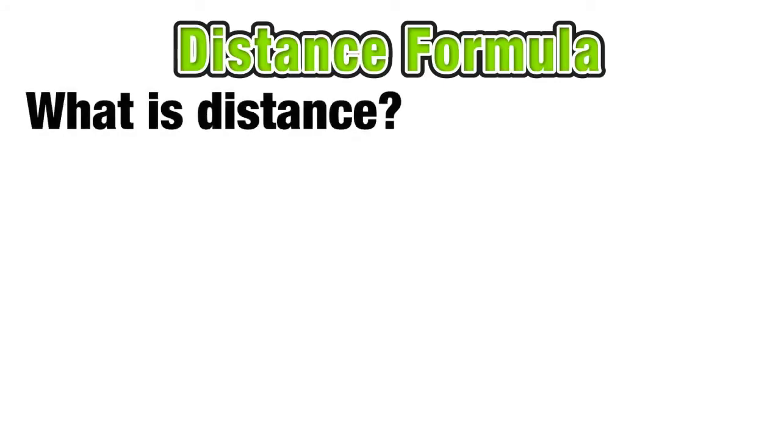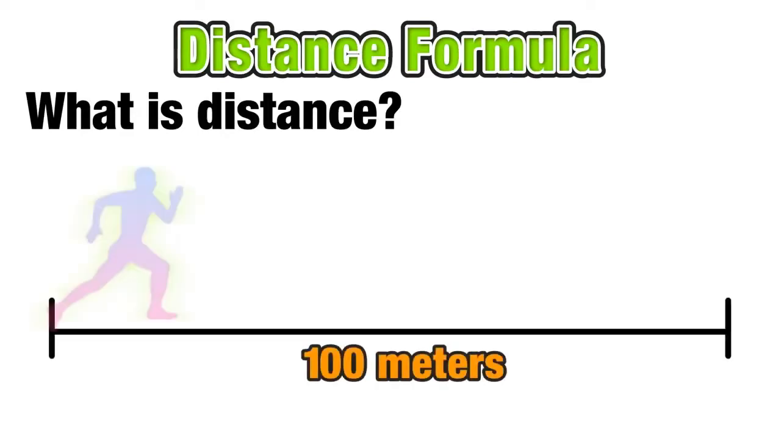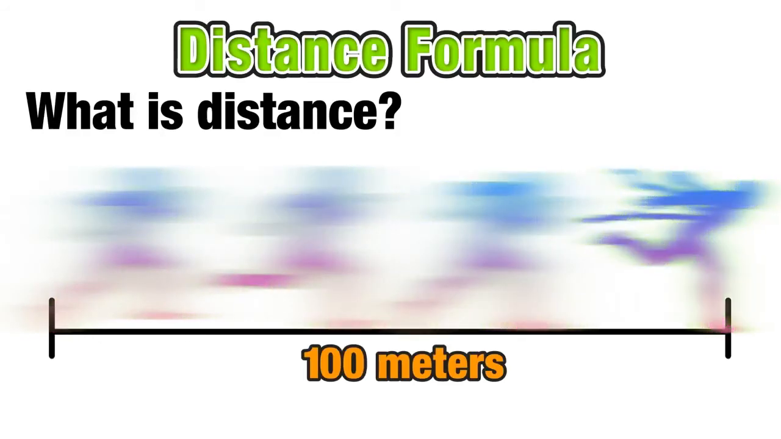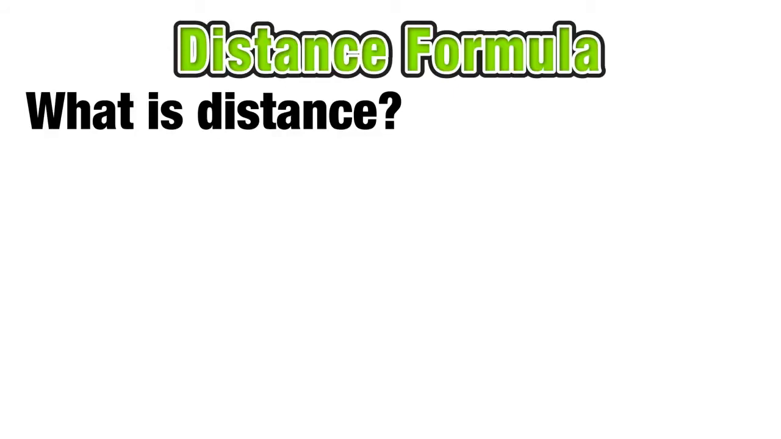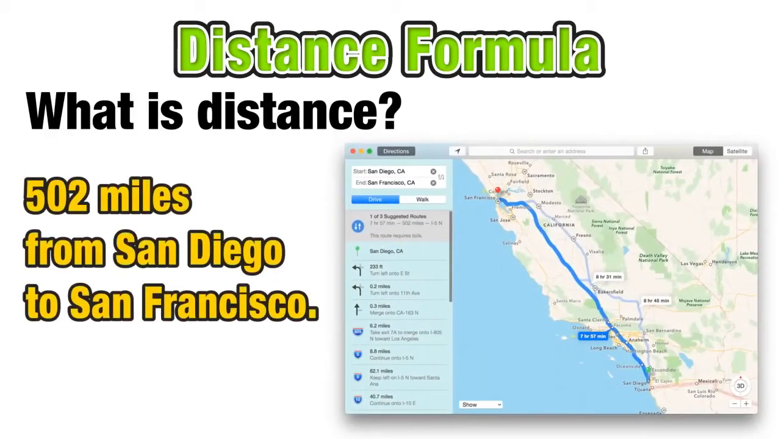Lesson on the distance formula by asking ourselves, what is distance? We can think of distance as a length between a starting point and an ending point, just like a starting line and finish line in a 100-meter dash. When we use the GPS, we're looking at distances between a starting point and an ending point. Starting route to San Francisco. Just like the drive from San Diego to San Francisco would be a distance of 502 miles.